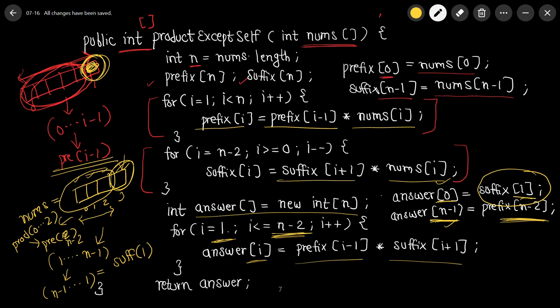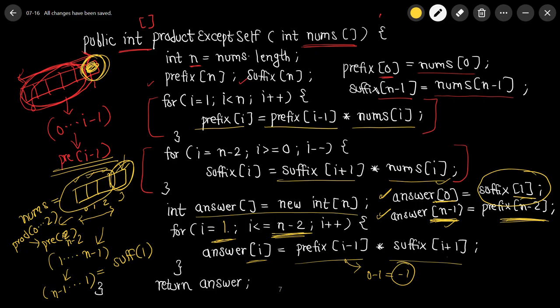See, for 0 and n minus 1, we calculated separately because suppose here we are using I minus 1, right? Suppose here we started from 0 instead of 1. Then we would do I minus 1, which is 0 minus 1, which is minus 1, which would result in array index out of bound, right? So that's why, to prevent that, we already did for 0 and n minus 1.